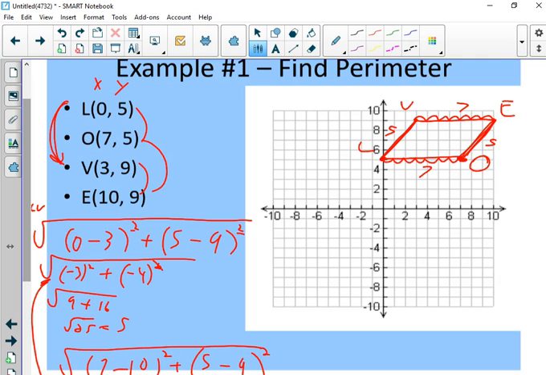So that's 7 plus 7 plus 5 plus 5. That's 14 plus 10. So the perimeter is 24 units.